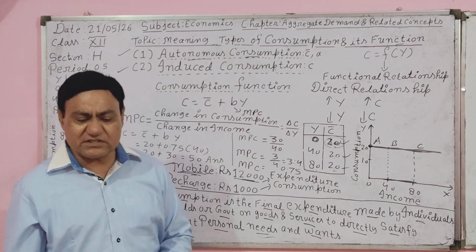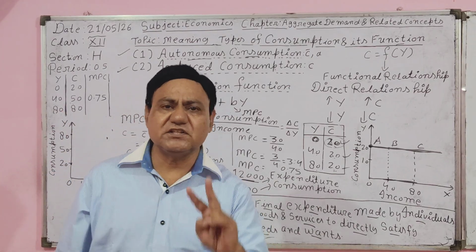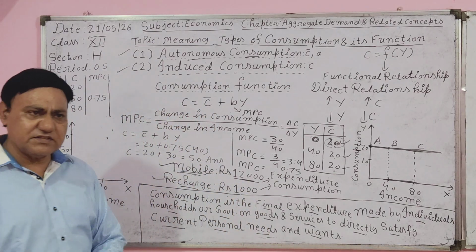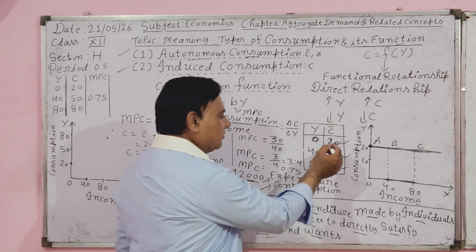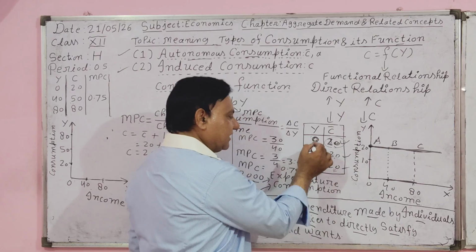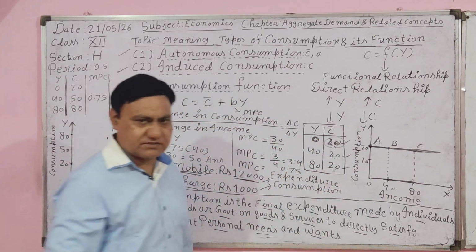In this way, autonomous consumption can be defined in 3 ways. The first one is that autonomous consumption is that type of consumption in which the amount of consumption remains the same, whether income increases or decreases.